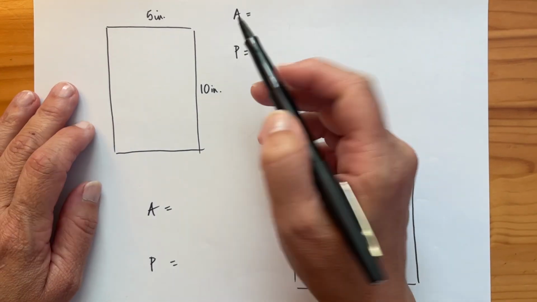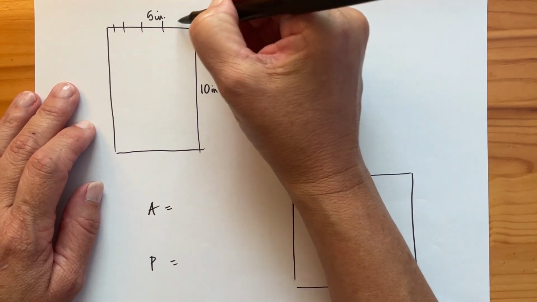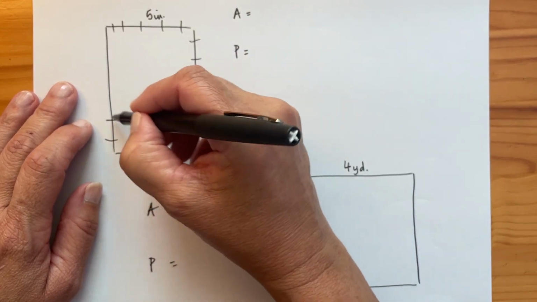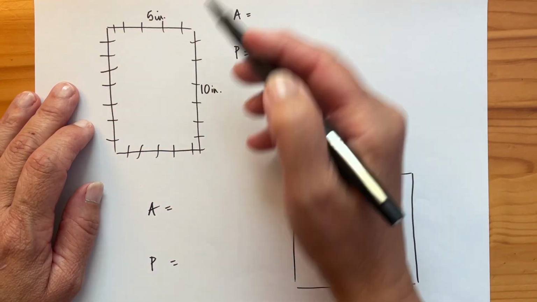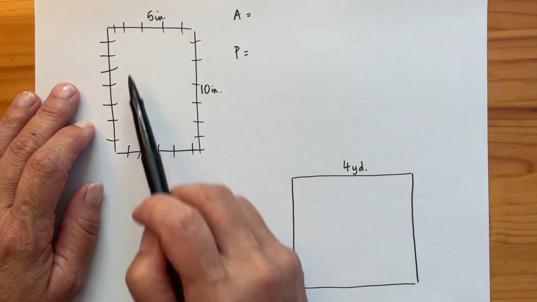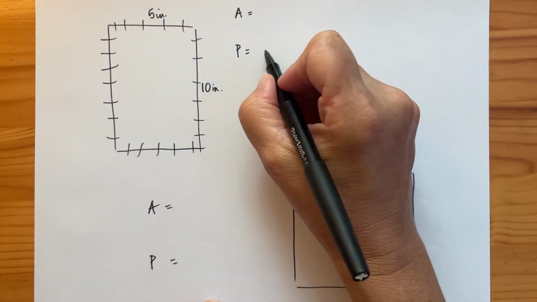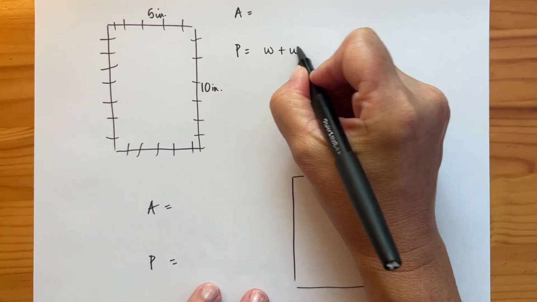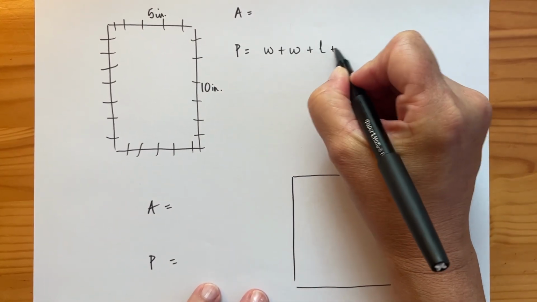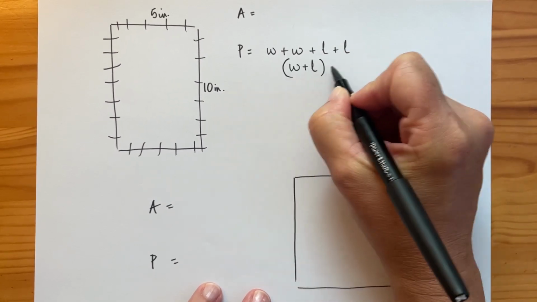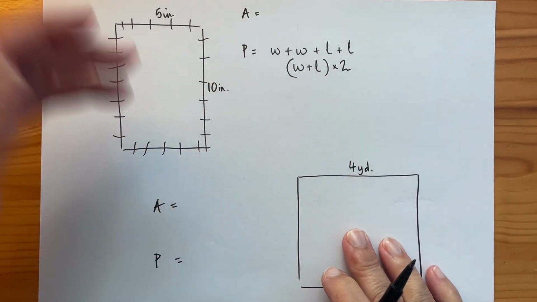Perimeter is where you're imagining you're putting a fence around the entire rectangle and you're trying to find the distance all the way around. You're not trying to find the space inside. Okay, so you know that it is width plus length plus length, or width plus length times 2. You just double it, right? Because you've got two sets.